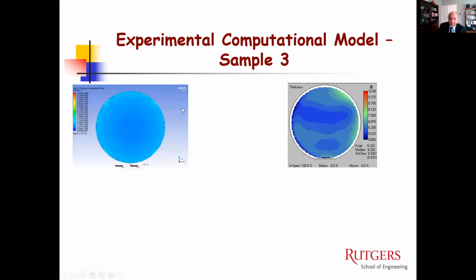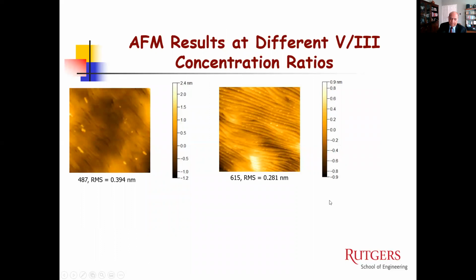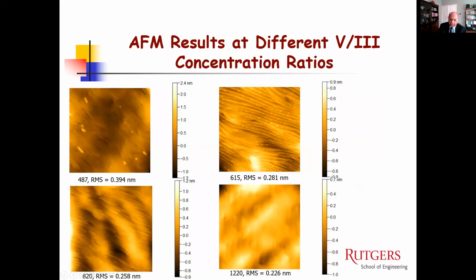Again, very good. Sample 3, same thing. Good uniformity. And again, you get a certain thickness on SEM. The difference is 14.8%. So the numerical model and the experiment, even on the practical system, agree very well, which made us quite happy. It shows you that when the concentration becomes very low, you get very uniform deposition. When the concentration of gallium is very high, it's not as uniform as we had seen before.